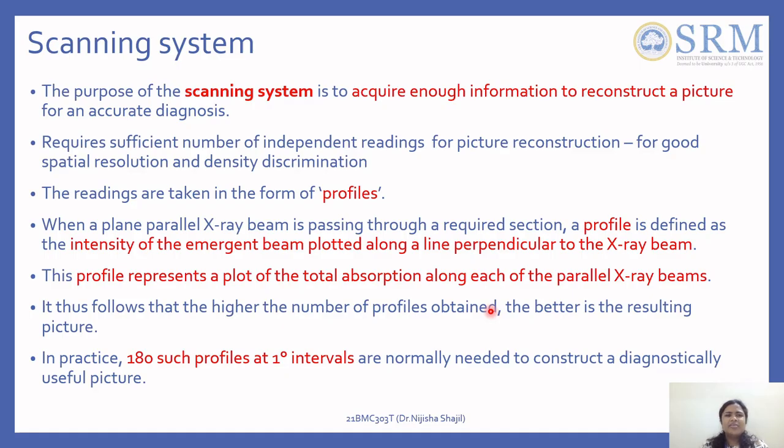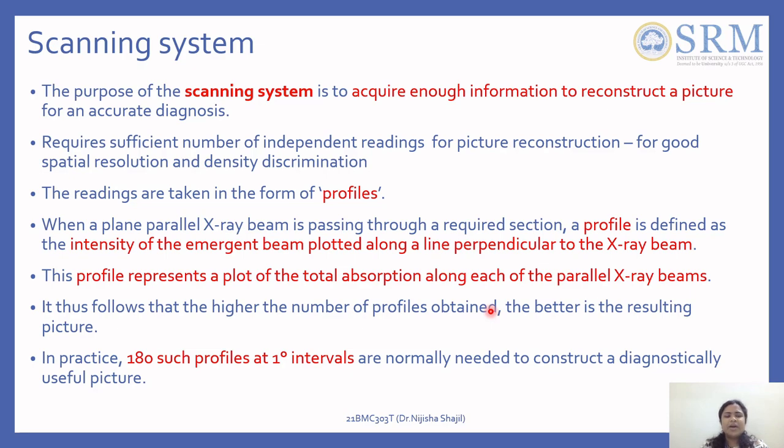We'll just see an introduction to the scanning system. The purpose of the scanning system is to acquire enough information to reconstruct a picture for an accurate diagnosis. It requires a sufficient number of independent readings for picture reconstruction, and for good spatial resolution and density discrimination. If I want a very good image of the slice, I need to take multiple projections, also called profiles. The readings, the attenuation coefficient, the intensity, are called a profile. Like this, you need to take multiple profiles.